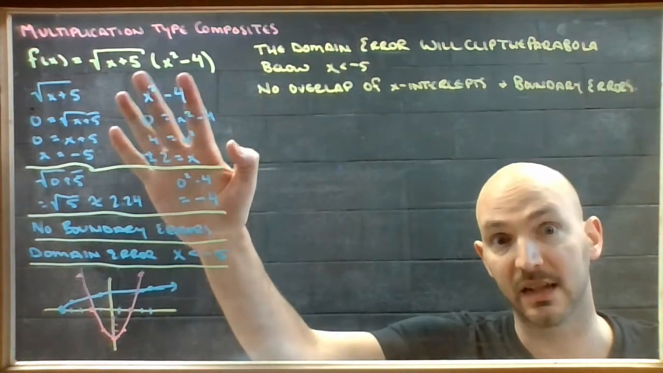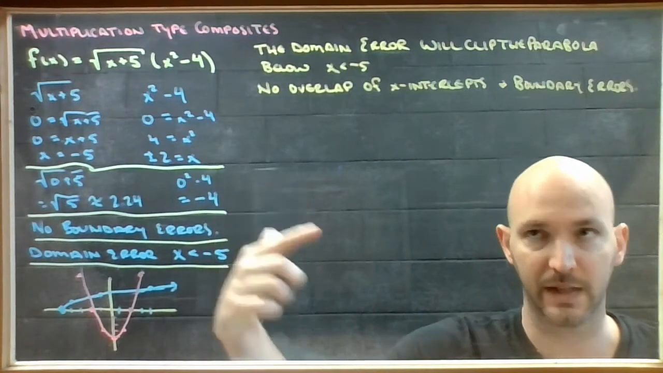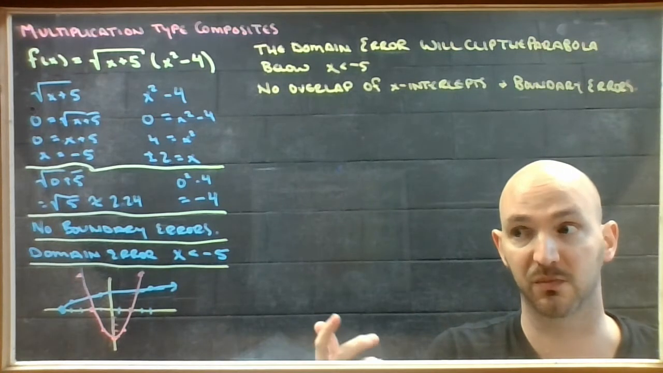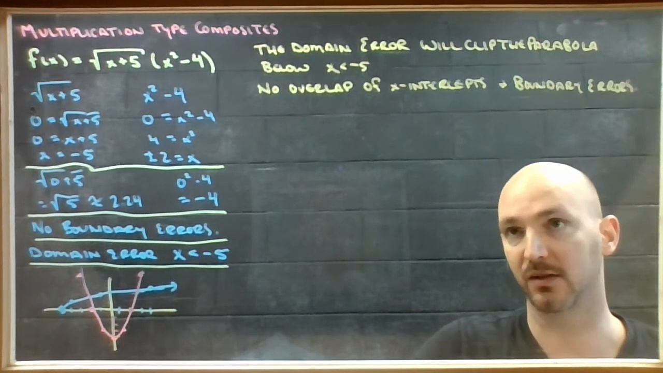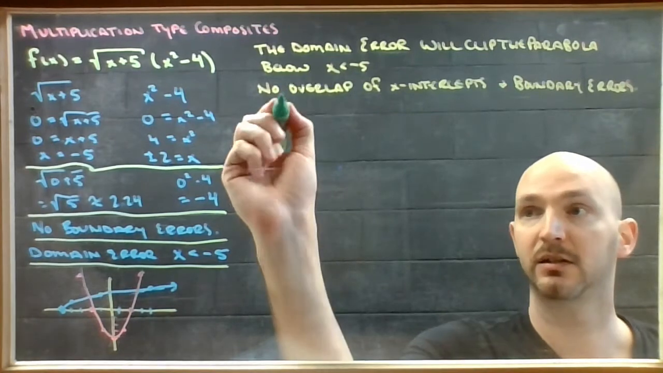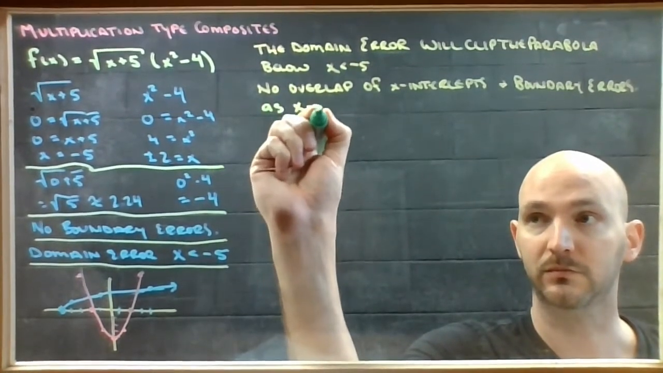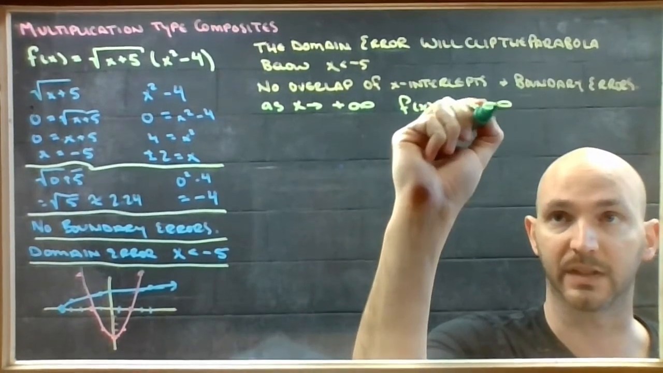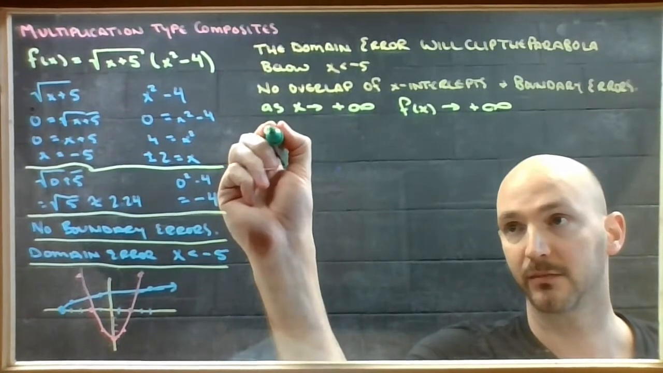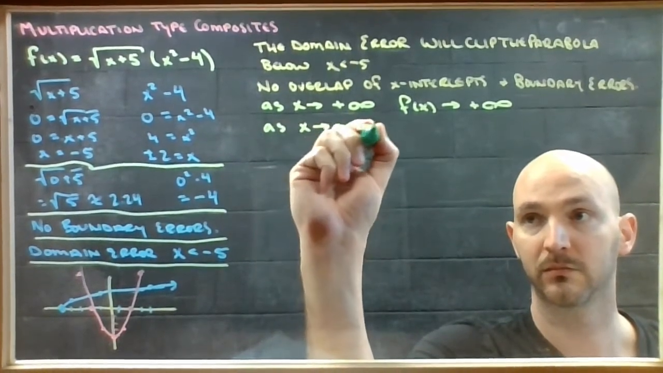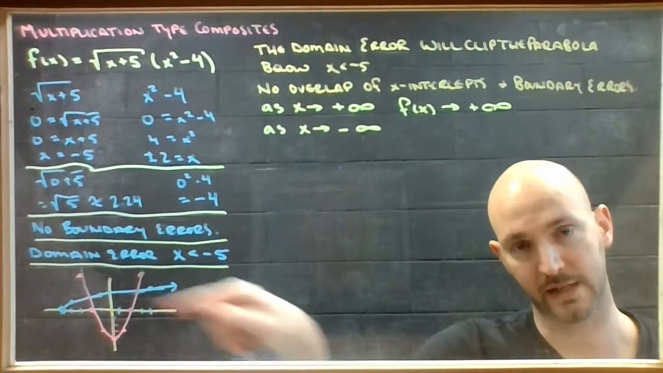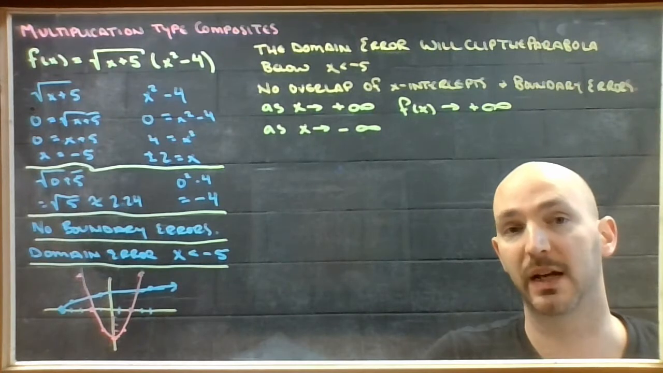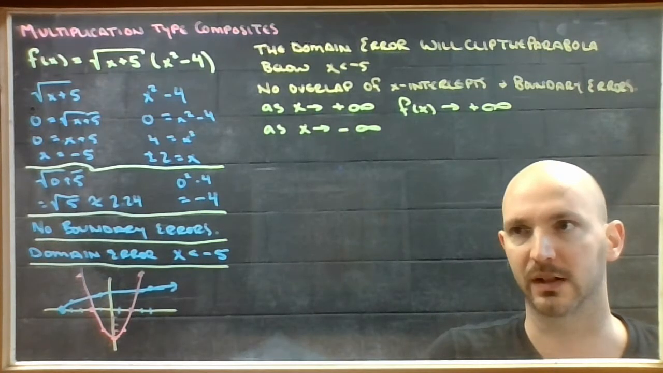So as this thing goes out to infinity this way, it's also going to be taken off. So I don't have to do any math for that. I can just write it down. As x goes to positive infinity, f of x goes to positive infinity. Now, on the other end, I'm trying to go to x equals negative infinity over there, and as soon as I pass -5, I end up in a domain error. So it actually doesn't exist over there.